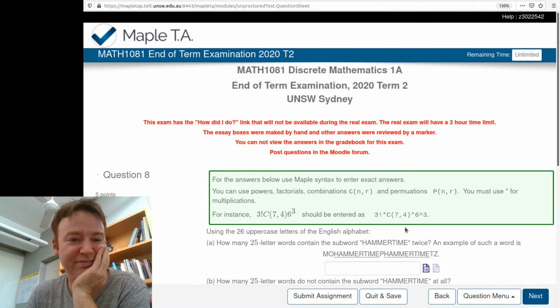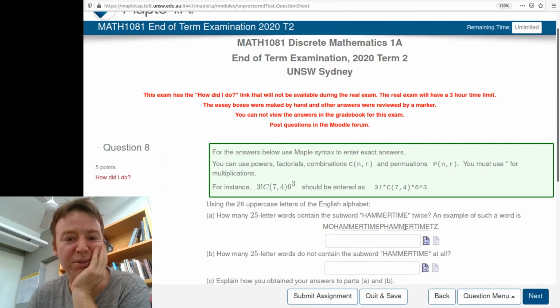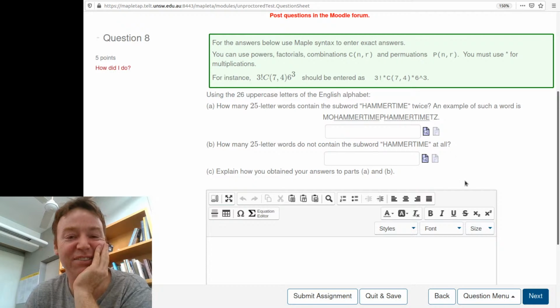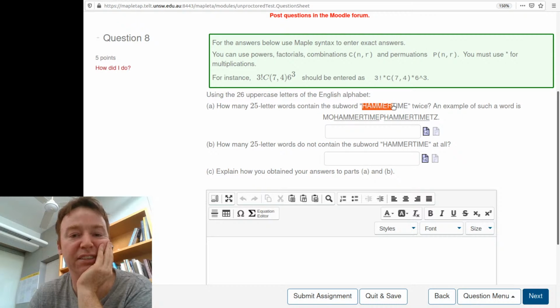For the answers below, using C and P and using stars for multiplication. So you've got 26 uppercase letters in the English alphabet. How many 25-letter words contain the subword hammer time twice? An example of such a word would be mo hammer time, p hammer time, zzz. Okay. So how many letters in here? 1, 2, 3, 4, 5, 6, 7, 8, 9, 10. So treat hammer time as a special.